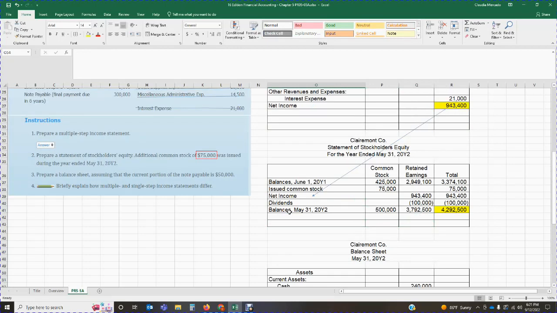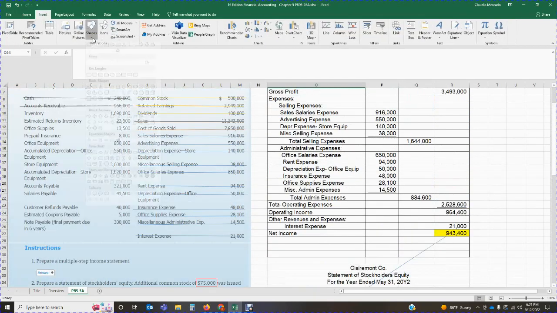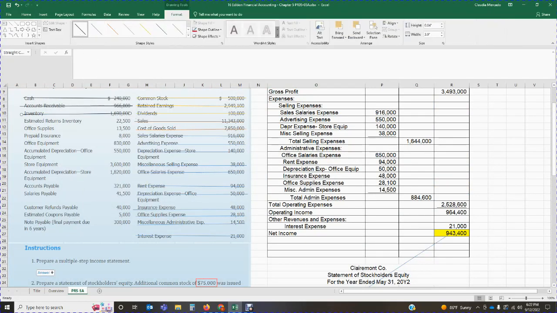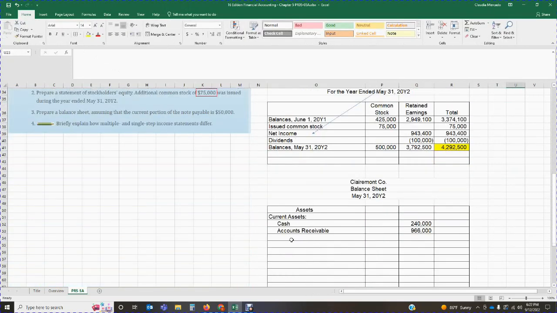Okay. Next we have our inventory. This is a new account. Inventory is basically what you own in those goods that you're reselling. Okay. Inventory, that's an asset. And you should be selling those goods fairly quickly. Okay. Inventory. We've got inventory of $1,690,000. Okay.